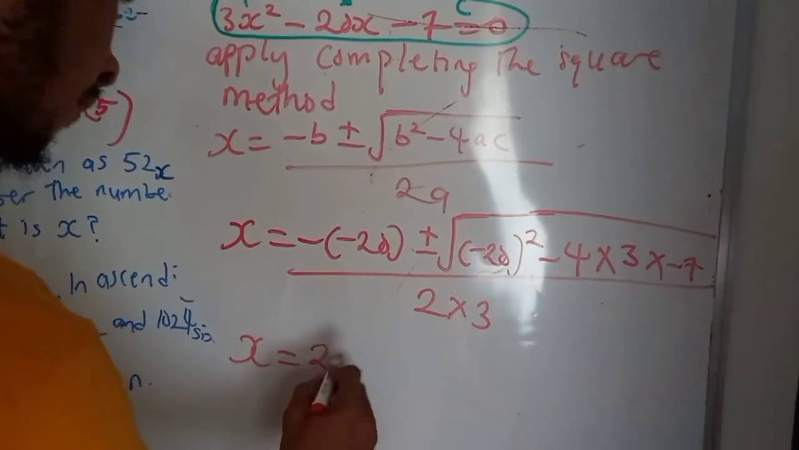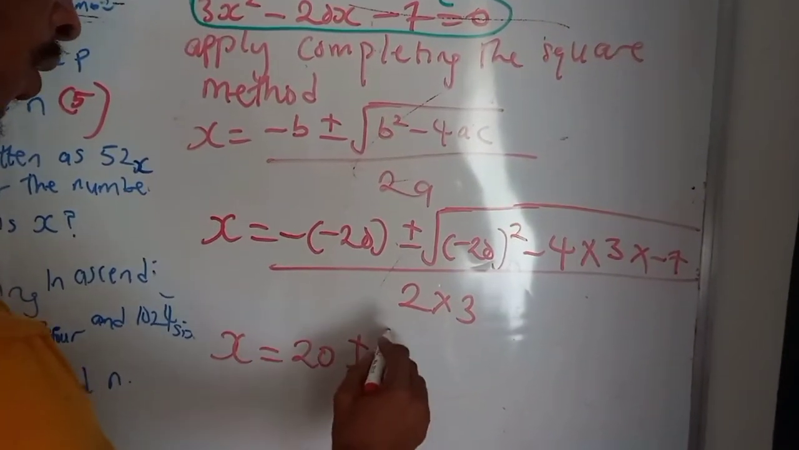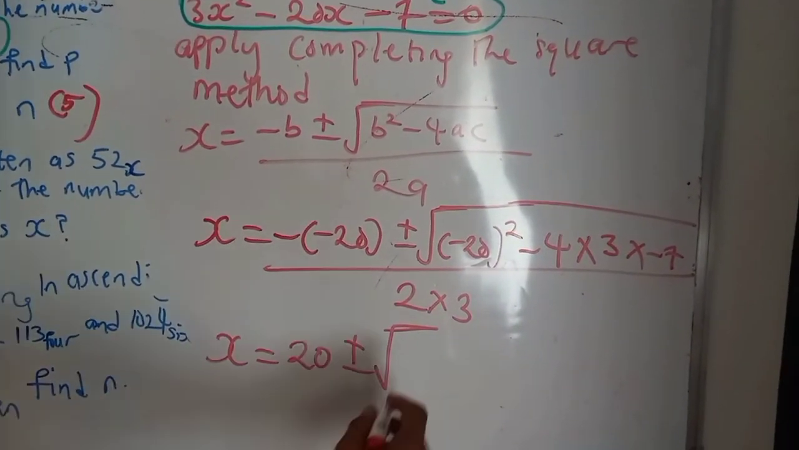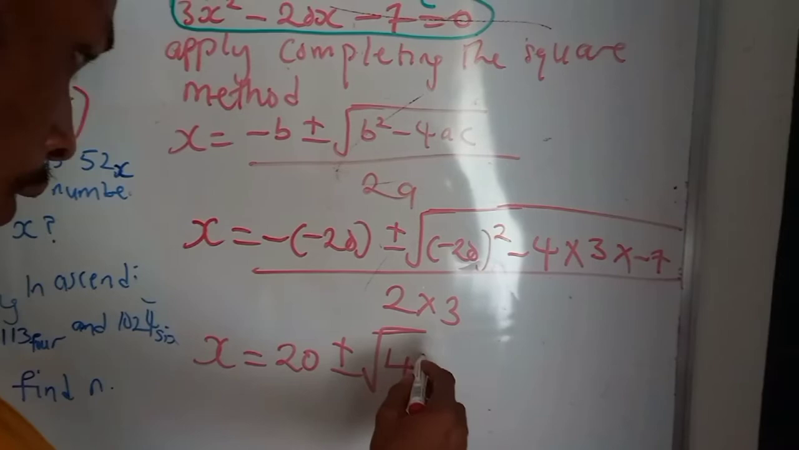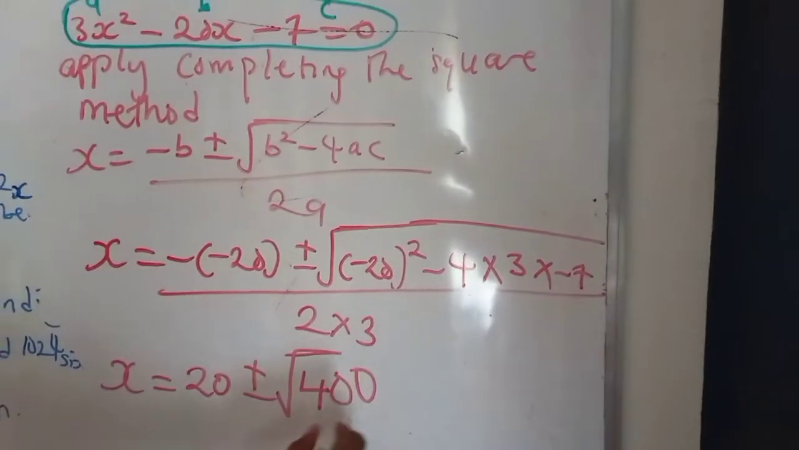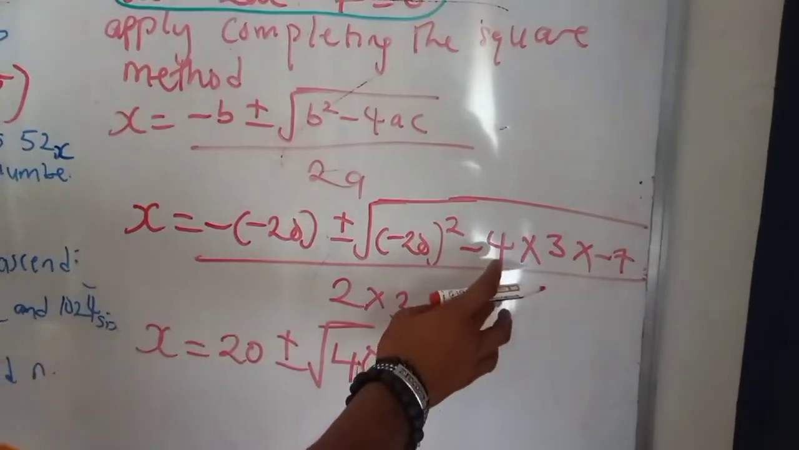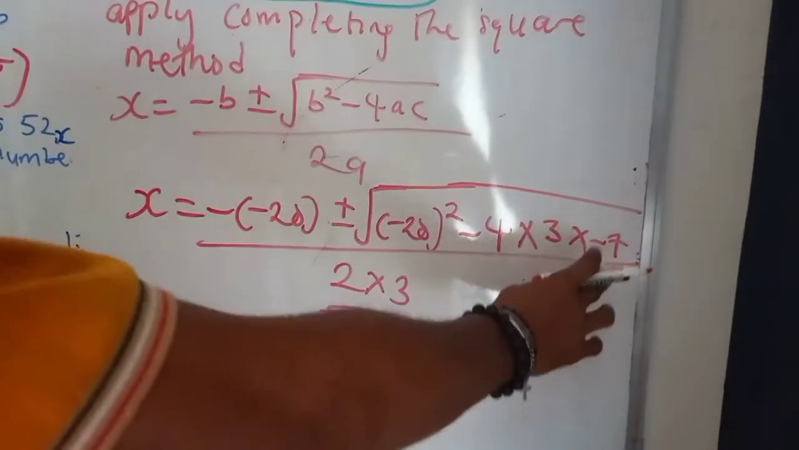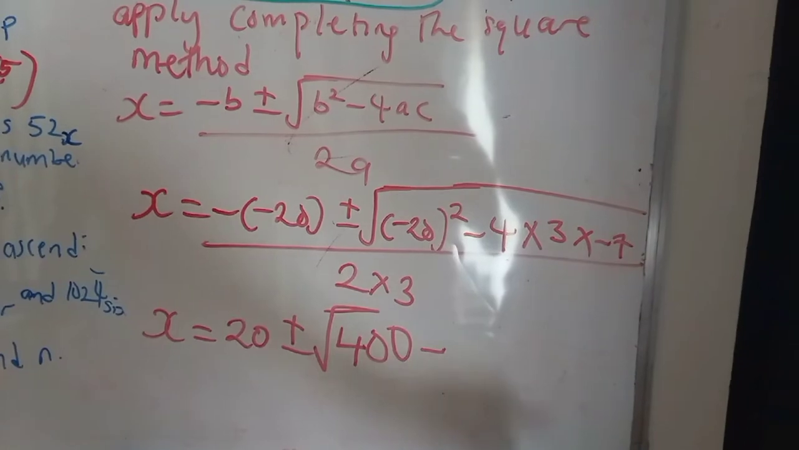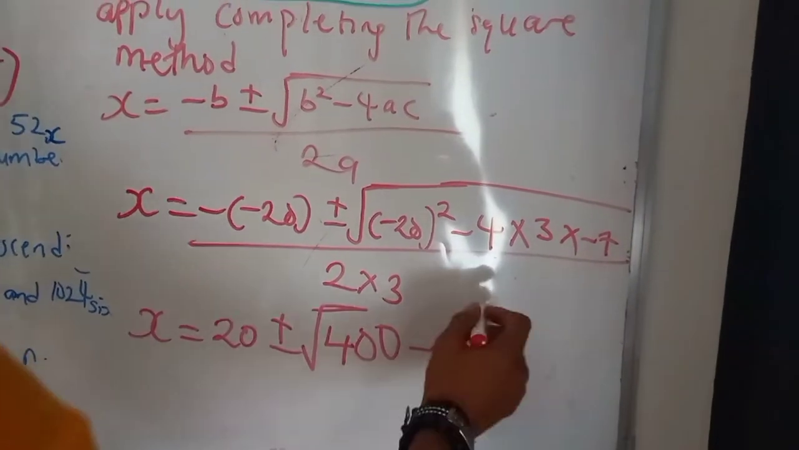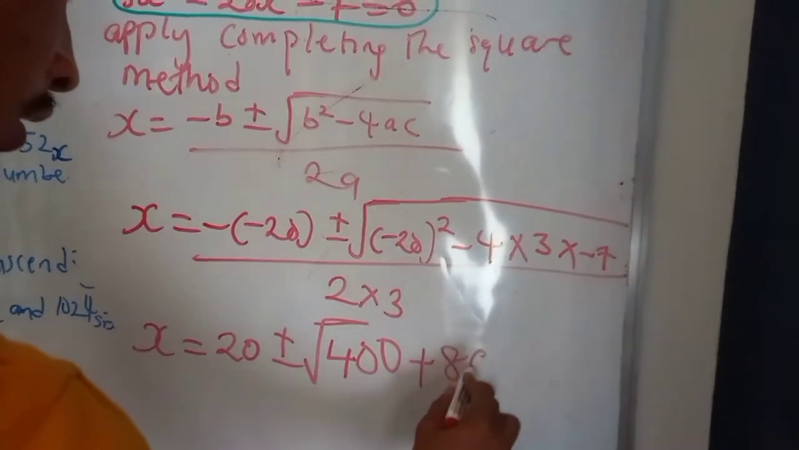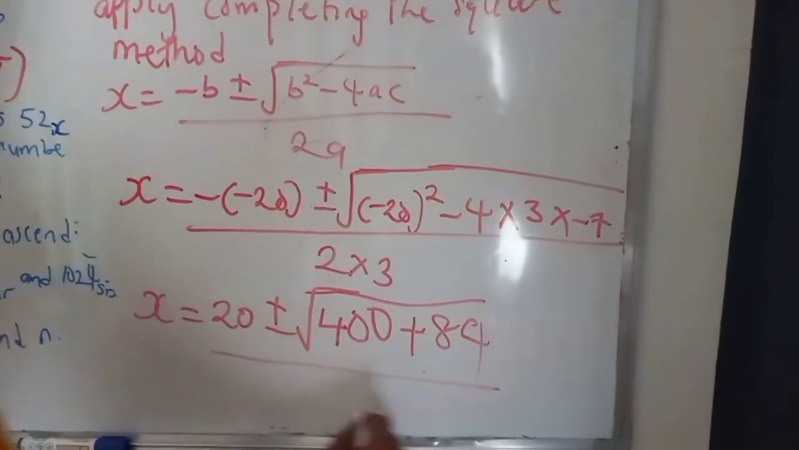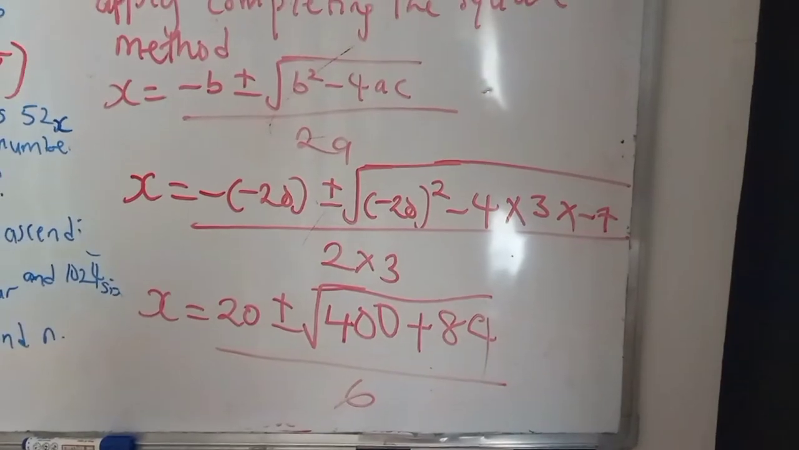I can then say that x equals, minus times minus is plus, that is 20 plus or minus the square root of the square of 20, which is 400, minus 4 times 3, which is 12, and 12 times 7 is 84. So it's plus 84, plus 84, divided by 6.